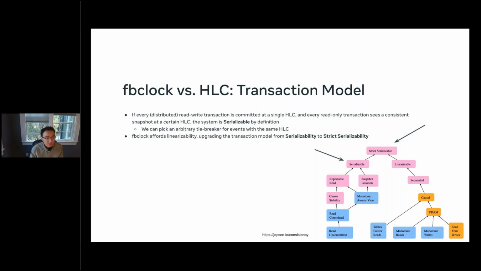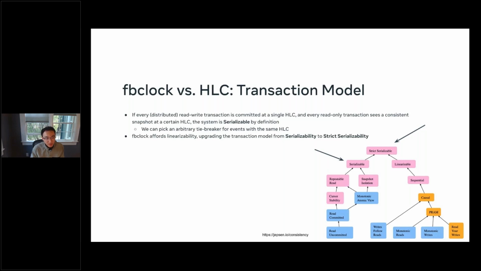Next, let's talk about transaction models afforded by fbclock versus HLC. So if every distributed read-write transaction is committed at a single HLC, which can be done, and then also assume that every single read-only transaction sees a consistent snapshot at certain HLCs, then the system is serializable by definition. I mean, if we have some tiebreakers between events happening exactly at the same HLCs, then it's serializable, which is very strong. If you look at a lot of the databases, serializability for a single shard database is usually the strongest isolation level.